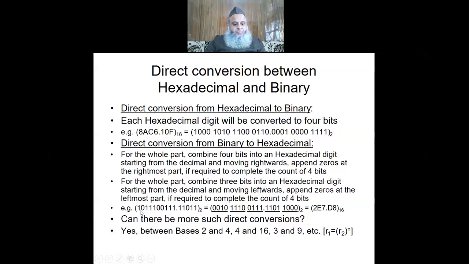So take this example. Start from the decimal for the whole part and move leftwards. So make combinations of 4 bits now.